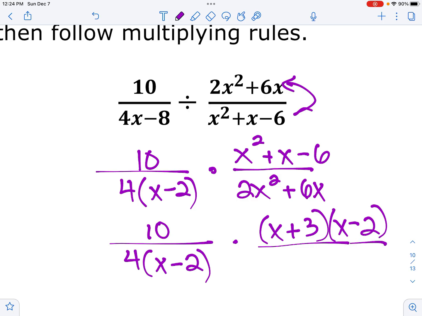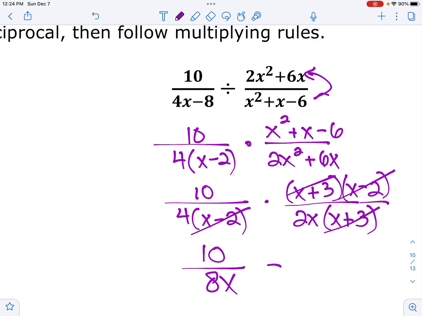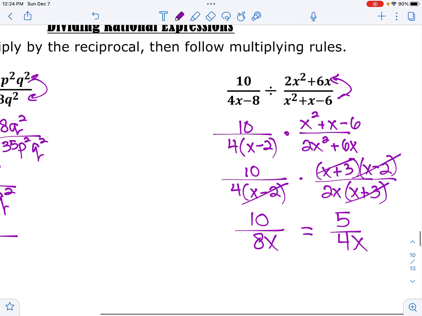Two numbers that multiply to be -6, but add up to be 1, it'd be 3 and -2. Okay. Take 2x out of the bottom. That would leave me with x plus 3. So here we go. Cancel, cancel, cancel, cancel. Wow. I have 10 on top and 8x on the bottom. If I reduce that, that'll be that. There's my answer.